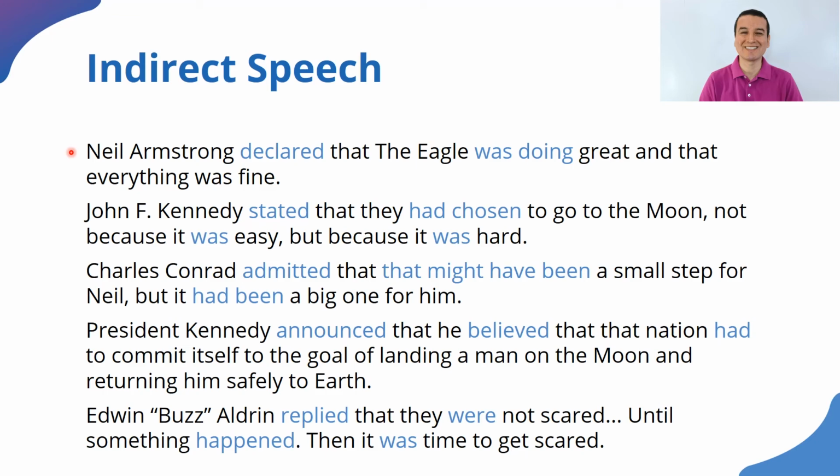Neil Armstrong declared that the Eagle was doing great and that everything was fine. John F. Kennedy stated that they had chosen to go to the moon not because it was easy, but because it was hard. Charles Conrad admitted that might have been a small step for Neil, but it had been a big one for him. President Kennedy announced that he believed that nation had to commit itself to the goal of the landing a man on the moon and returning him safely to Earth. Edwin Buzz Aldrin replied that they were not scared until something happened. Then it was time to get scared.